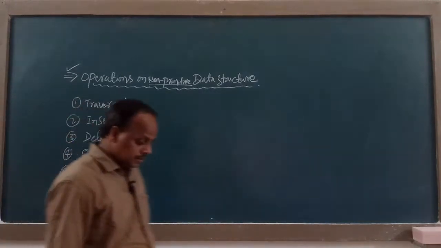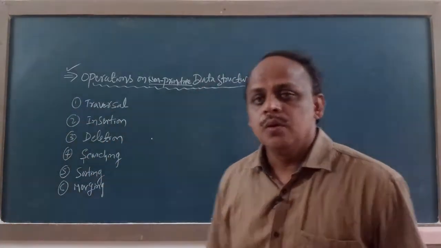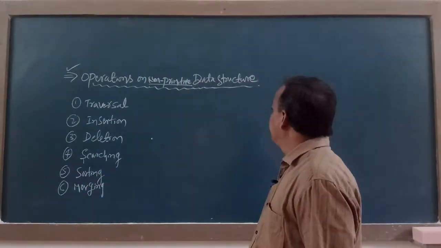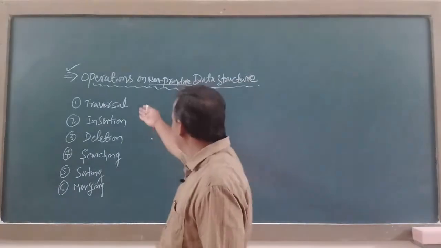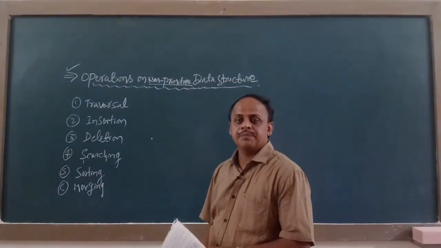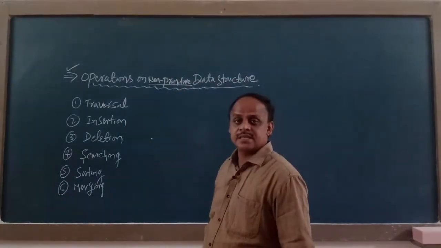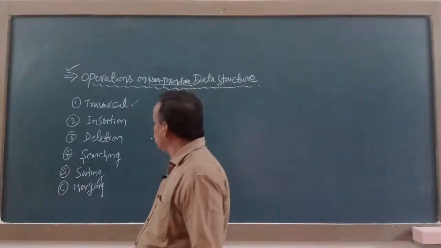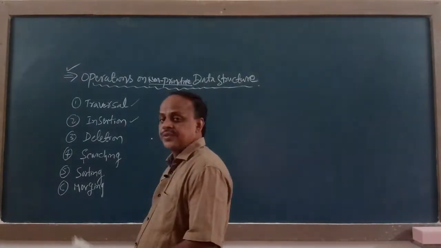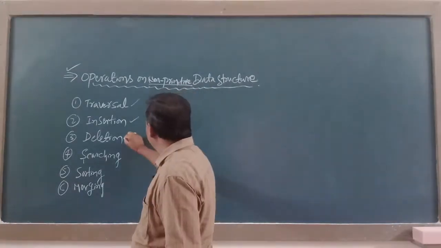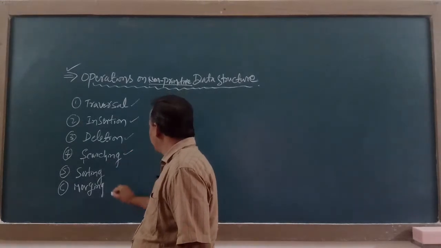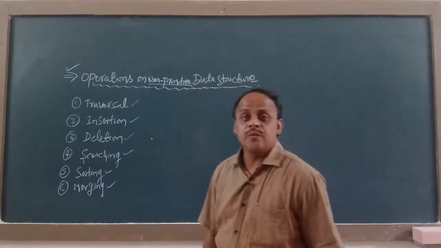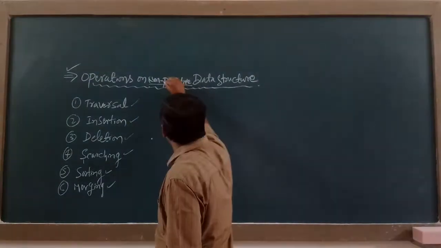See here, I listed different operations on a non-primitive data structure. What are those? First one is traversal. Second one is insertion. Third one is deletion. Fourth one is searching. Fifth one is sorting. Sixth one is merging. It is very, very important for 5 marks.